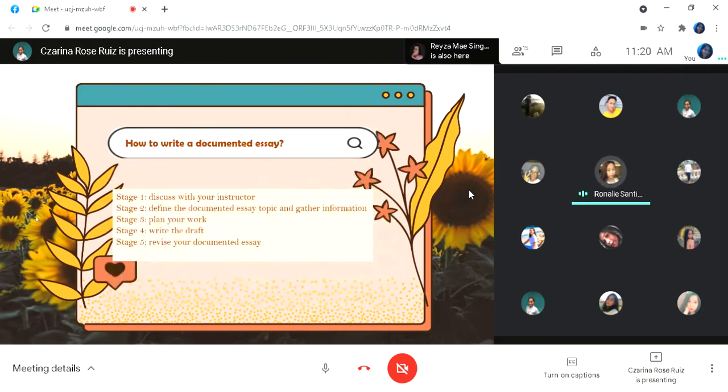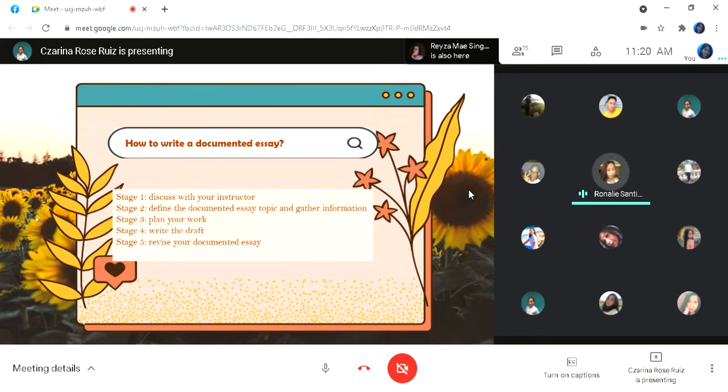Next, how to write a documented essay? Stage 1 is to discuss with your instructor. This means that writing a documented essay requires good communication between you and your instructor. Speak with him or her about the main goal of your documented essay, about the sources you should use, about an interpretation you would like to do, and so on. Be open to the instructor's suggestions and requirements.